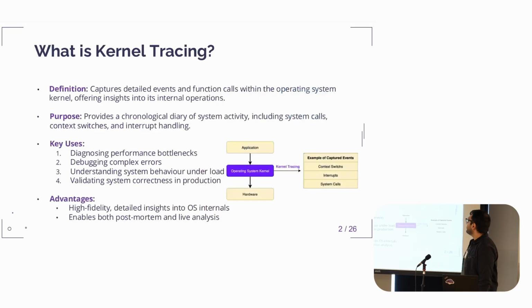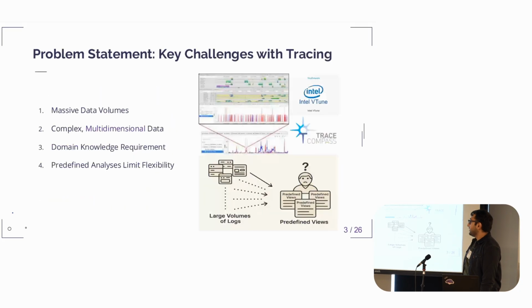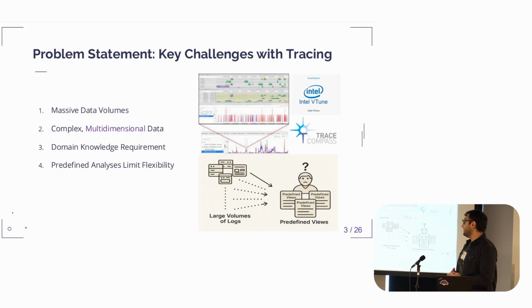Sorry. In this slide, I want to talk about the challenges with tracing and trace analysis. First of all, the most important challenge is the massive amount of data that gets generated. When tracing applications like Chrome or MySQL, even a few seconds of data can generate millions of kernel events, each with multiple fields and metadata, and analyzing this data is challenging.